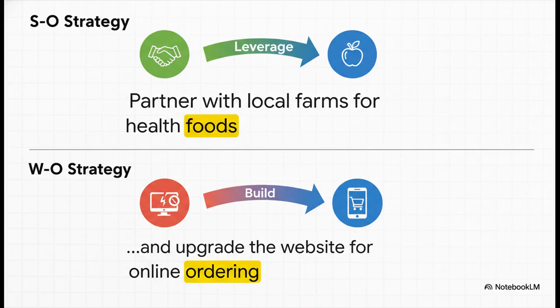For our cafe, a killer recommendation would have two parts. First, an SO strategy. Use their strong relationships with local suppliers to jump on that health food trend. Then, add a WO strategy. Fix that outdated website to cash in on the online ordering boom. See how that combo directly fights back against the competition?